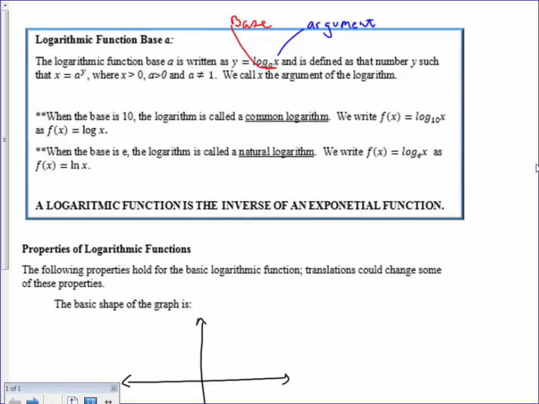When the base is e, the logarithm is called a natural logarithm. We write f of x equals log base e of x as ln of x. So if you see a logarithm and it's ln with no base, the understood base is e. A huge idea is that a logarithmic function is the inverse of an exponential function, and we'll talk more about that later.